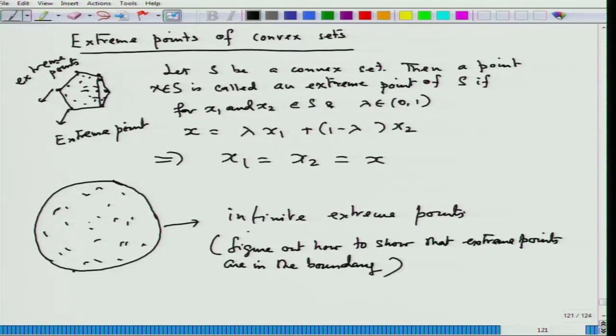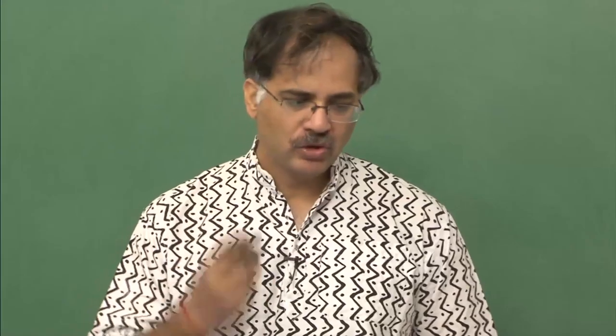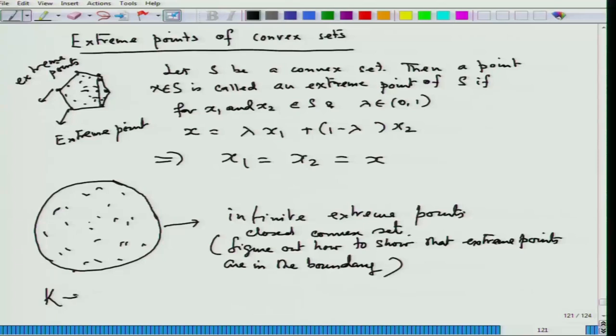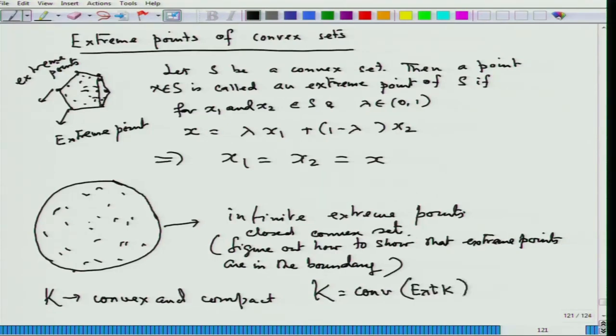So, take a closed convex set. There is a famous theorem called the Krein-Milman theorem, which says every compact convex set is the convex hull of its extreme points. So, if K is convex and compact, then K is the convex hull of its extreme points, which I mark as ext(K). This is the famous Krein-Milman theorem.